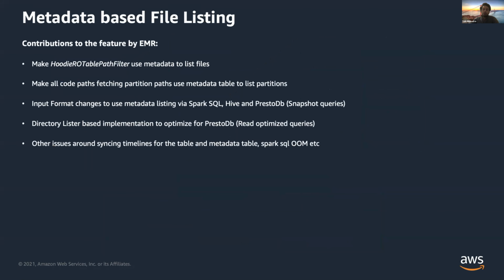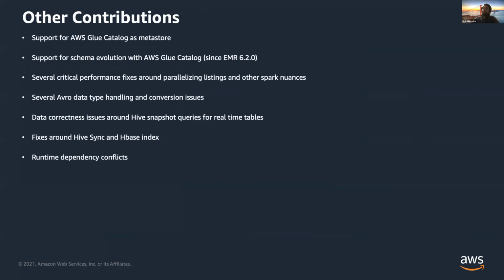Okay, some of the contributions we made for this feature were around the query engine side of things, to make sure the input format and Presto can use this table, and some other fixes we did. Some of the other contributions we have made until now were around Glue catalog support, making sure schema evolution is working with Glue catalog, a lot of performance fixes, and a lot of data handling issues. A lot of customers would hit various data type conversion issues, so we had to fix those. And a lot of issues around Hive sync and HBase index, which we are recently fixing.